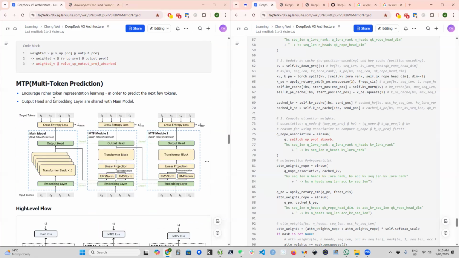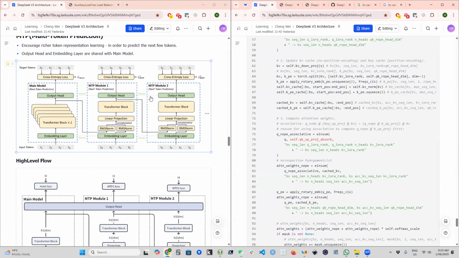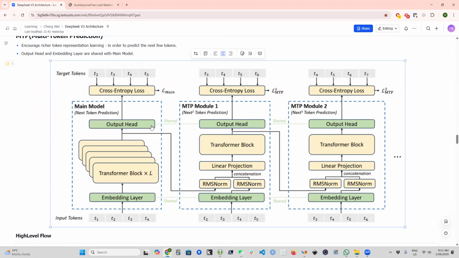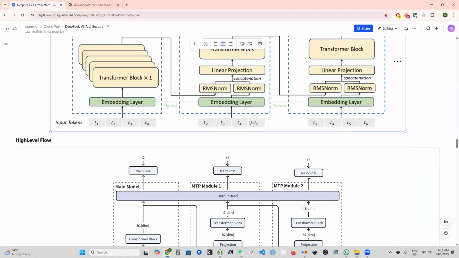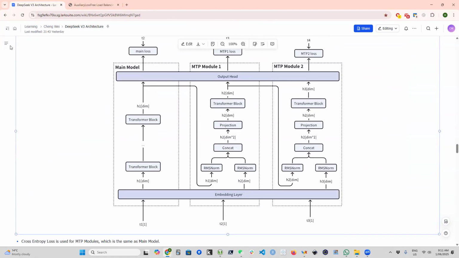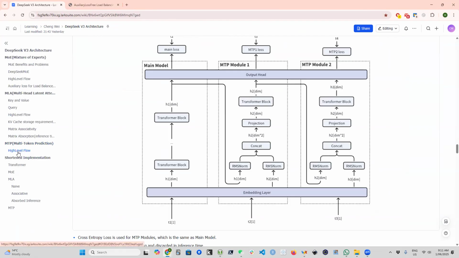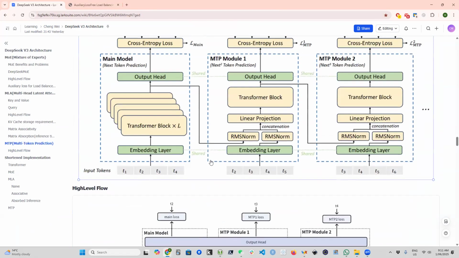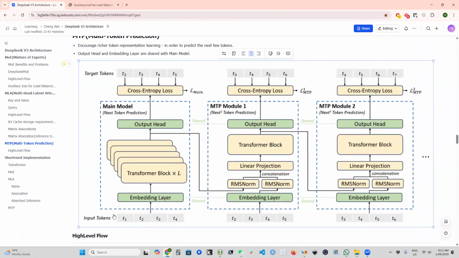So the next one is the multi-token prediction. We go through the diagram from the paper first. We quickly go through because this one is a little bit complicated. Then we go through the higher level flow. I drew it only for a single token. Then we come back to understand their intention.